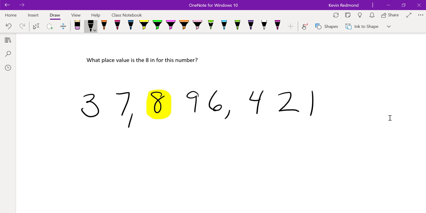If I refer to those place values I just named, I know that this 1 is in the ones place, this 2 is in the tens place, this 4 is in the hundreds place, 6 is in the thousands, 9 is in the 10,000s, which must mean that this 8 is in the 100,000s place. So again, knowing those names and being familiar with them is really our ultimate goal here.